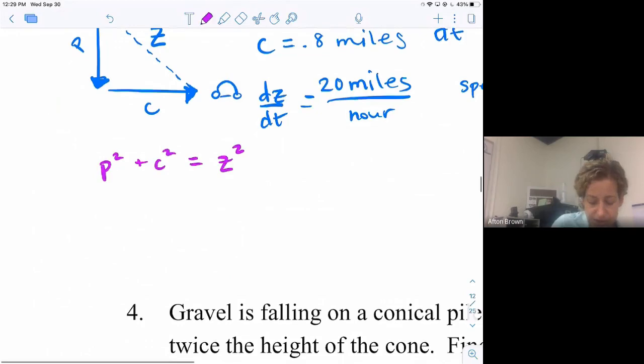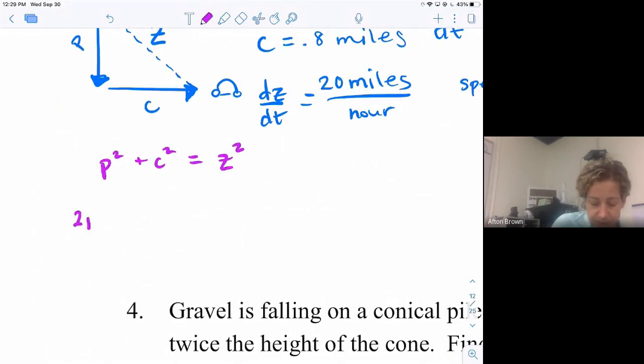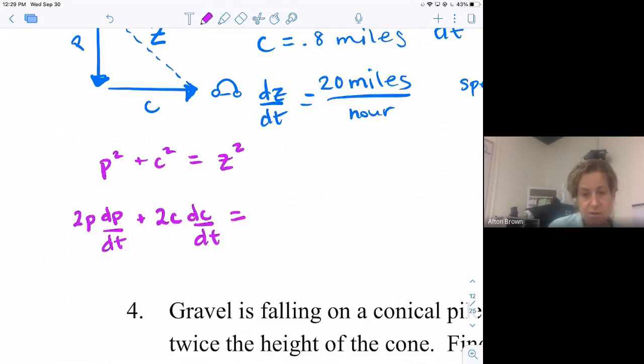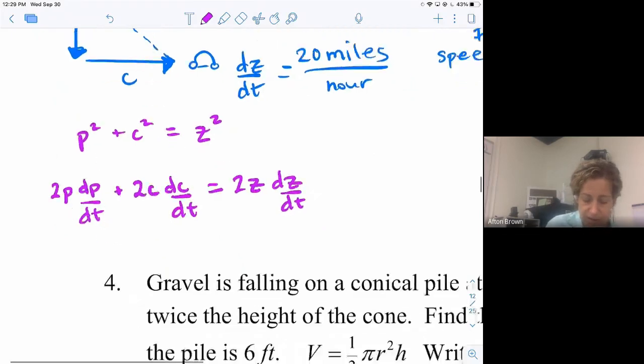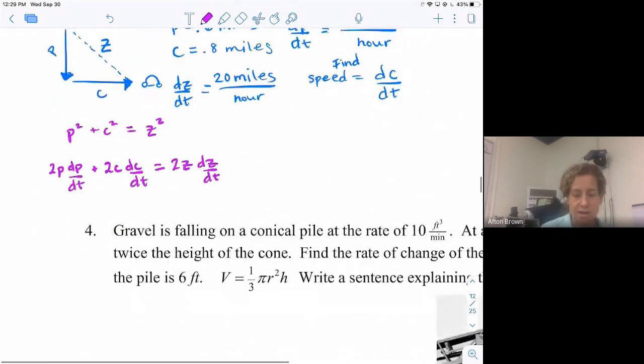Then we take a derivative. Derivative of P squared is 2P, and we attach a dp dt. We treat every variable the same. So when we get to C, C squared becomes 2C, but we have to attach a dc dt. We get to Z, well, Z squared, its derivative is 2Z dz dt. So we take the derivative and we say that's implicit differentiation, where we're just adding on those differentials.